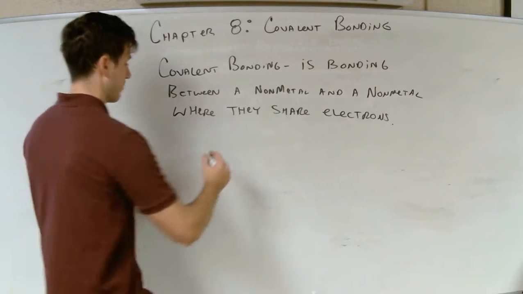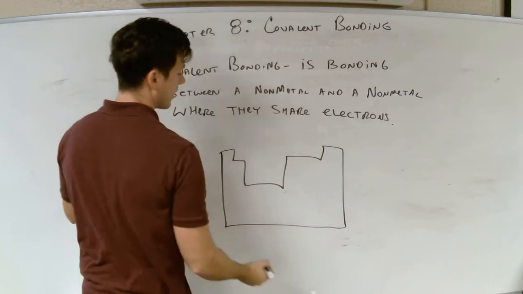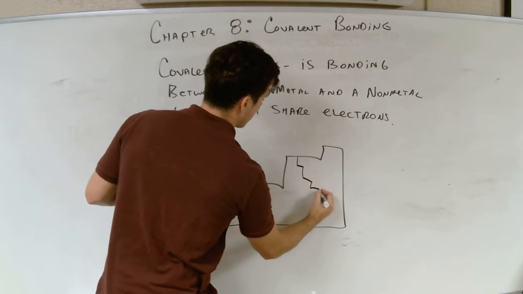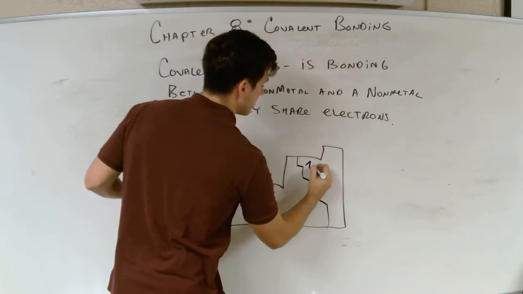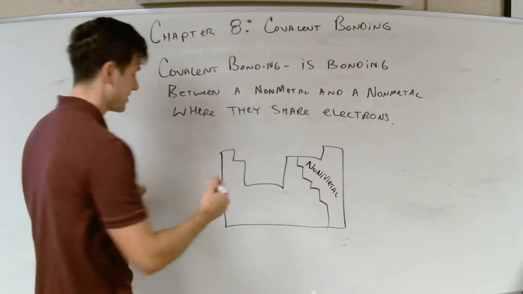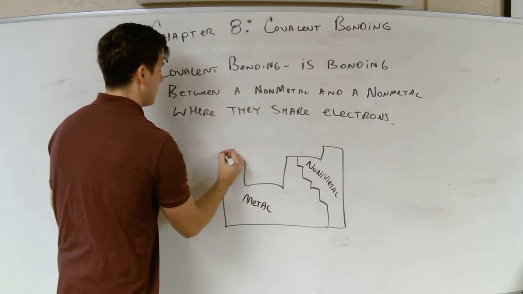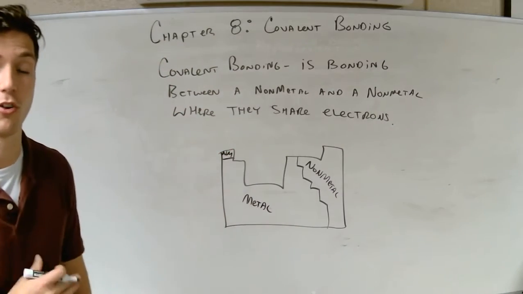And if you remember on our periodic table, we have our stair step. And if you can recall, things on the right side of that stair step are nonmetal, and everything on the left side is a metal with exception of hydrogen. Hydrogen is also a nonmetal.